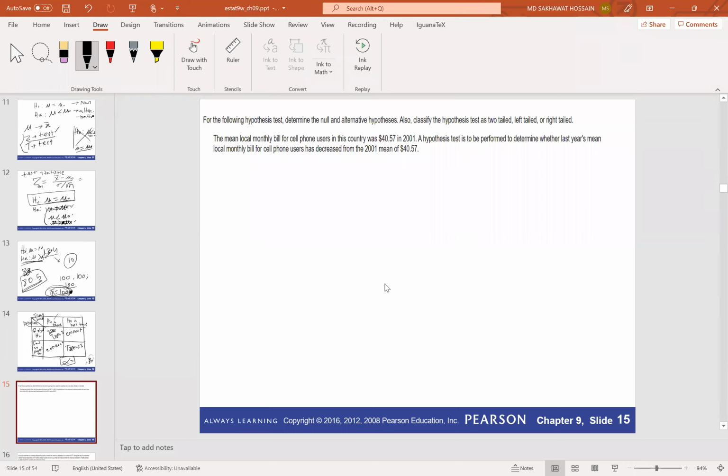The mean local monthly bill for cell phone users in this country was $40.57 in 2001. A hypothesis test is to be performed to determine whether last year's mean local monthly bill for cell phone users has decreased from the 2001 mean. So in 2001, the average monthly bill was $40.57. That means in 2001, mu was 40.57. So this is our null hypothesis.